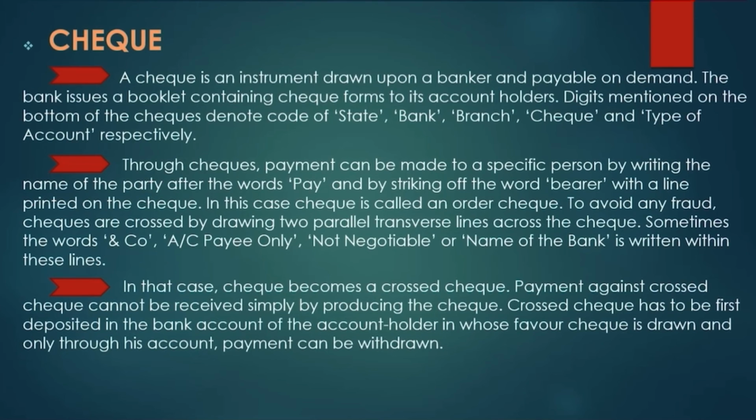Sometimes the words "account payee only", "not negotiable", or name of the bank is written within these lines. In that case, check becomes a cross check. Payment against cross check cannot be received simply by producing the check. Cross check has to be first deposited in the bank account of the account holder in whose favor check is drawn, and only through his account payment can be withdrawn.